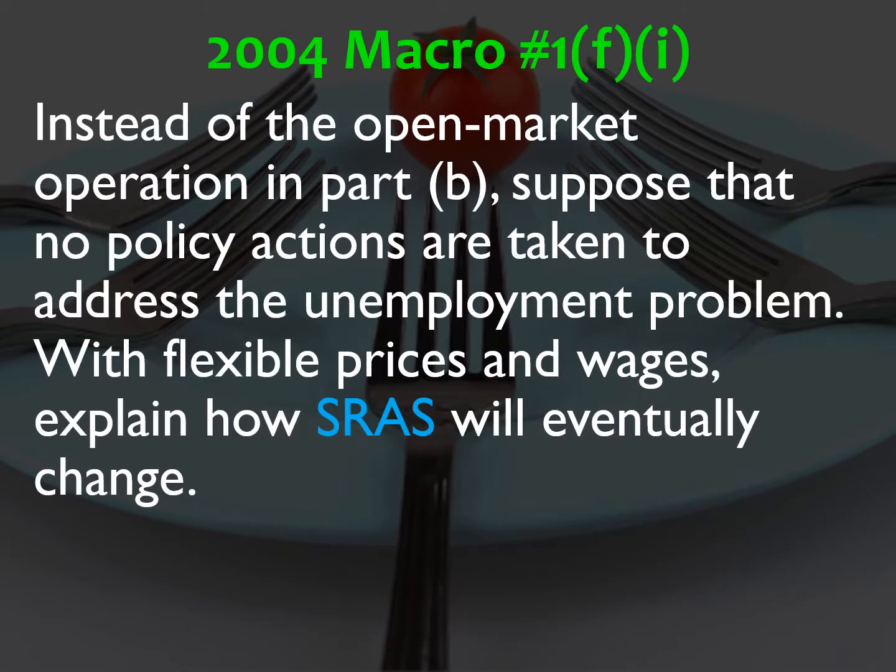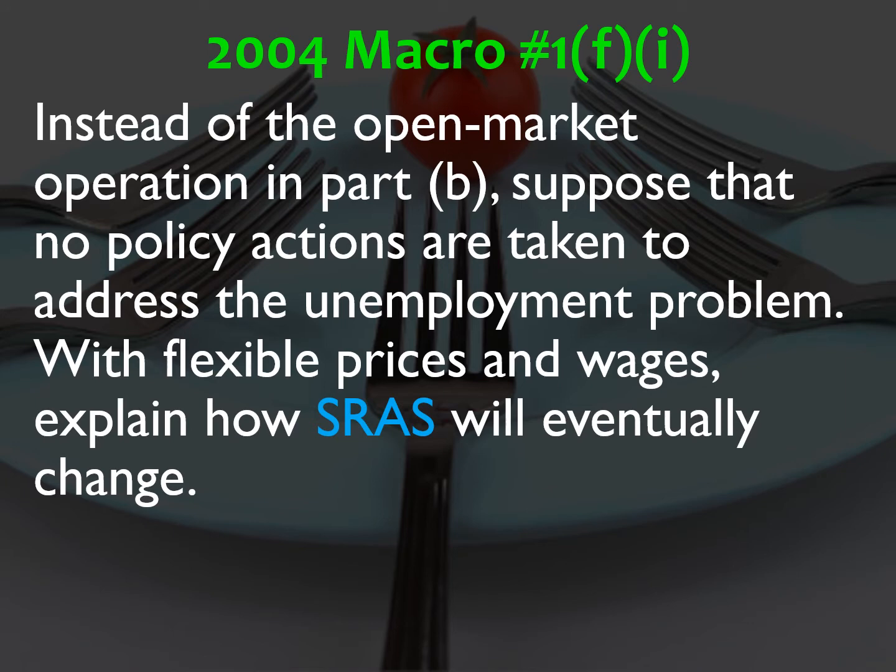Part F, instead of the open market operation of Part B, suppose that no policy actions are taken to address the unemployment problem. With flexible prices and wages, explain how SRAS will eventually change. When you see flexible prices and wages, that's telling you in the long run.